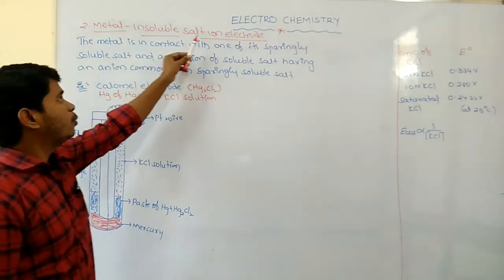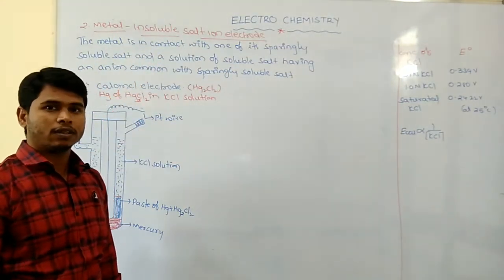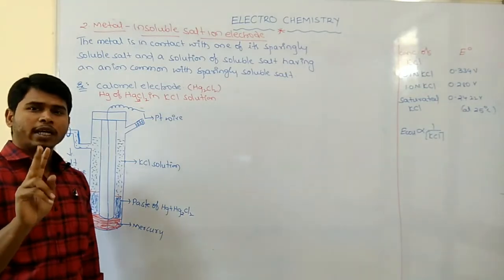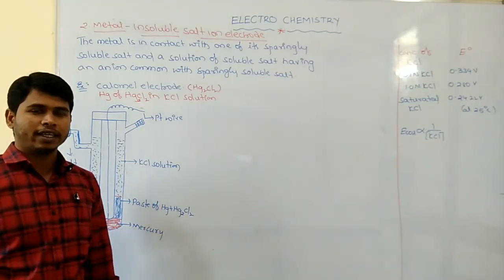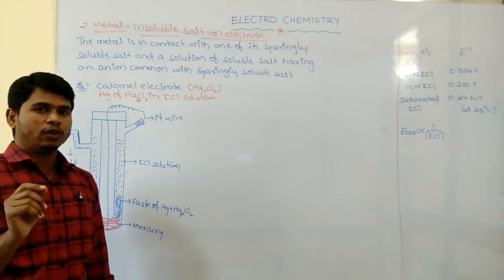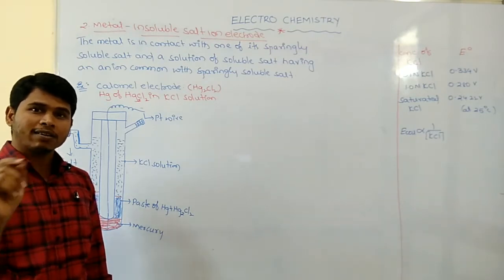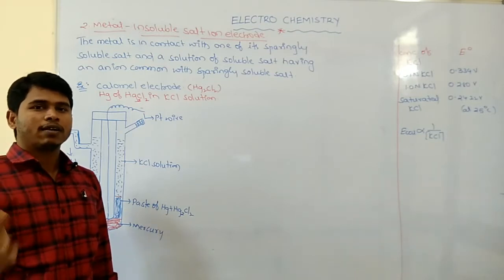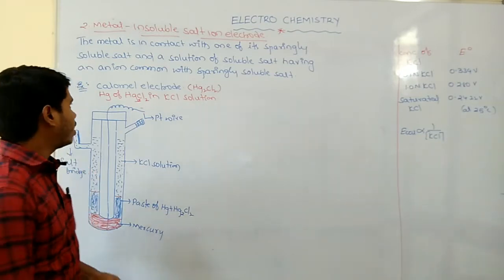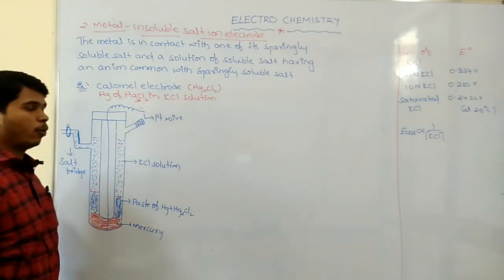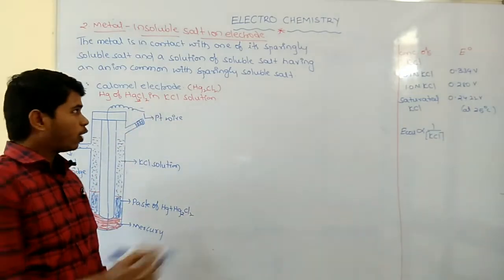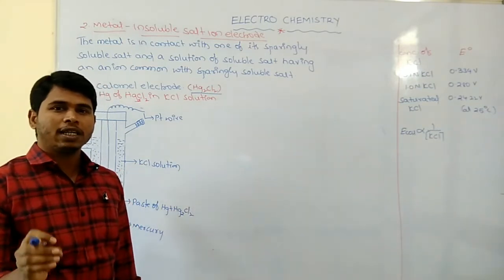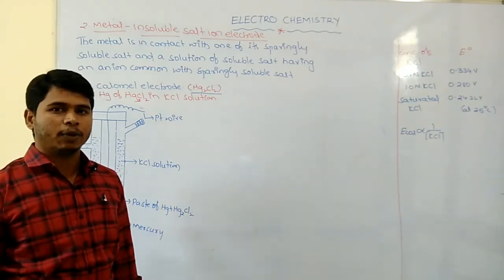Metal insoluble salt ion electrode, the second category of electrode, where two types of electrolyte solutions are taken. One electrolyte solution is a sparingly soluble salt solution and another one is a soluble salt solution. For example, the calomel electrode. Mercurous chloride, Hg2Cl2, commercially it is called calomel.